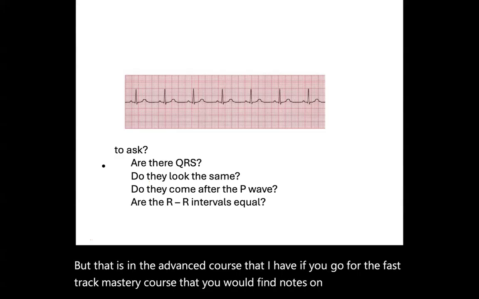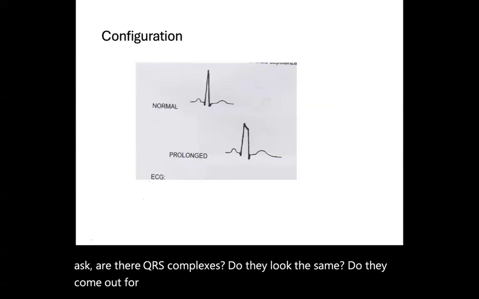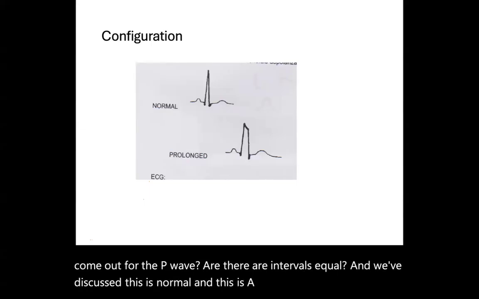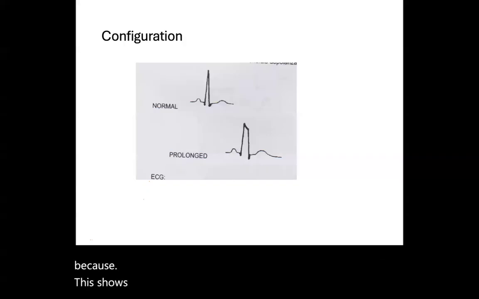Now, to ask: are there QRS complexes? Do they look the same? Do they come after the P wave? Are the RR intervals equal? And we've discussed this. This is normal, and this is a wide QRS. If you have a wide QRS, it should alert you to ask, is there a bundle branch block going on? Because this shows that there is slow conduction in the ventricles.